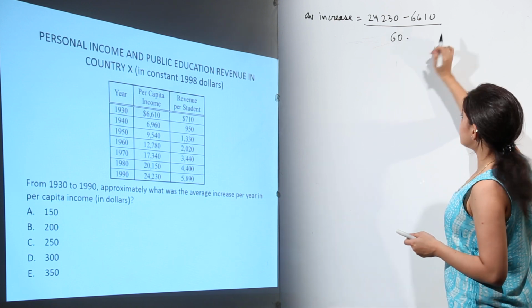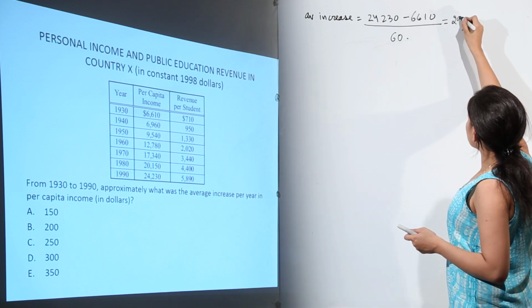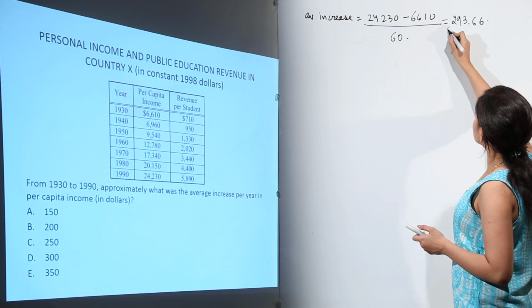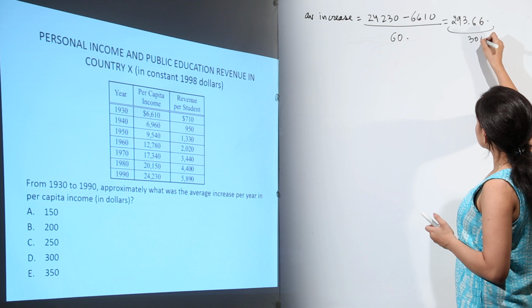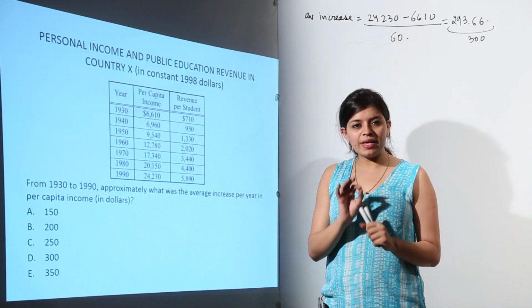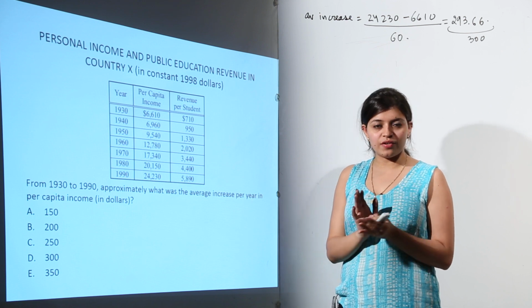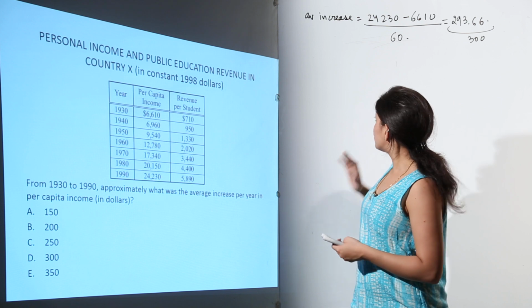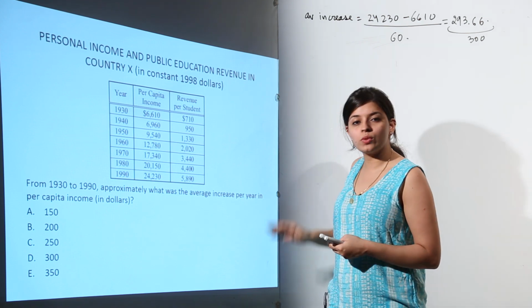If we calculate this, we get 293.66. If we round this up, we get it as 300. That means in this case, our option will be option D. Now, you will be having a calculator in the exam which will be present on the screen. So, you do not have to do such calculations manually.